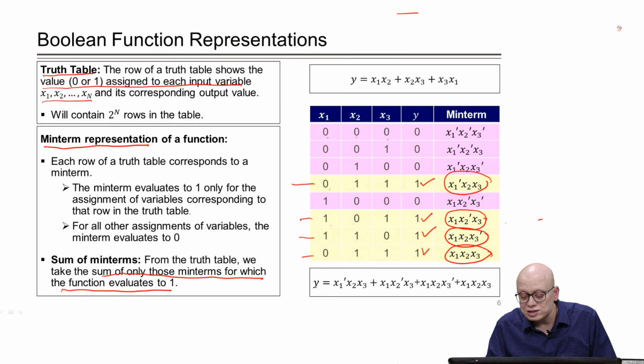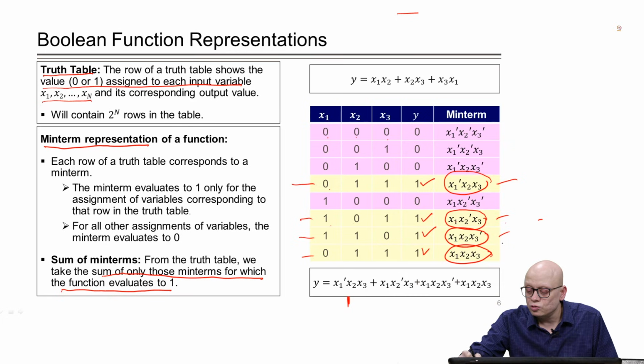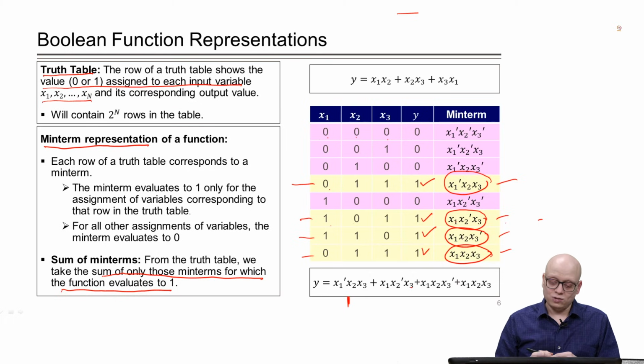Now, if we write y as the sum of these minterms, then y will evaluate to 1 because one of these terms will evaluate to 1 for each of these 4 rows. For all other rows, all these minterms will evaluate to 0 and therefore y will evaluate to 0. For these 4 rows, one of the minterms out of these 4 minterms will evaluate to 1 and therefore y will take the value of 1.